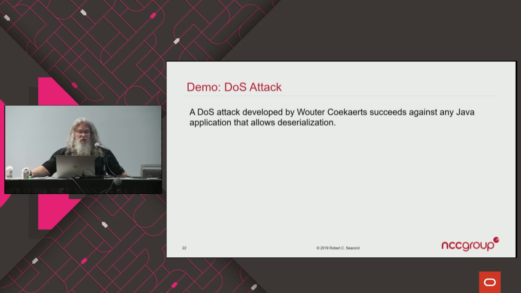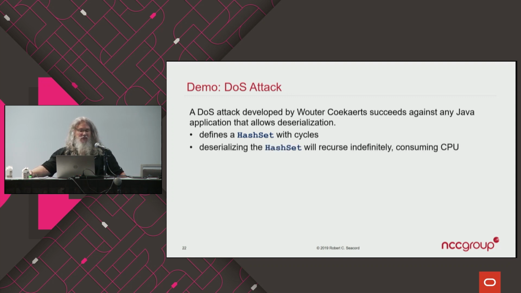DOS attacks are very simple. There's a really nice one, and by nice I mean just horrible, that was developed by Wouter Coekaerts. This really succeeds against any Java application that allows deserialization. He defines a hash set with cycles, so deserializing the hash set basically recurses indefinitely, consuming CPU. So it's a really good denial of service attack. If it were an out-of-memory issue, eventually you'd get an out-of-memory exception that you could potentially recover from, but this is just going to make your process disappear forever.